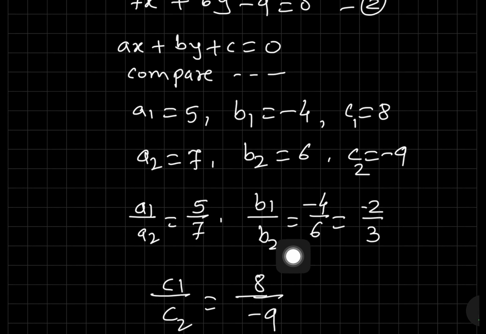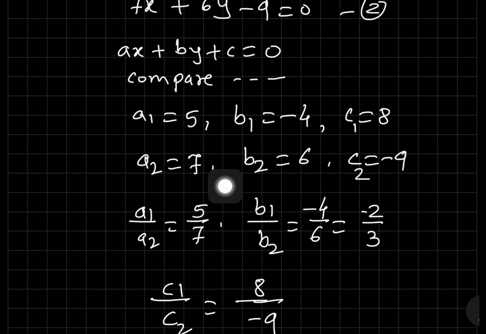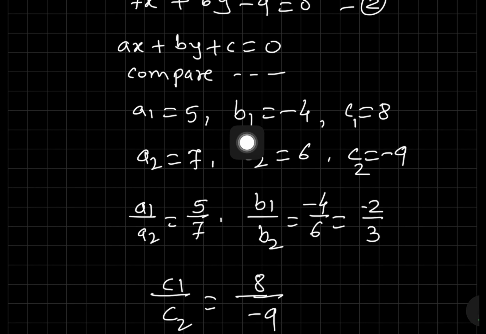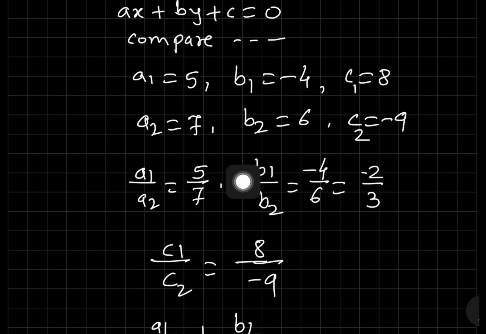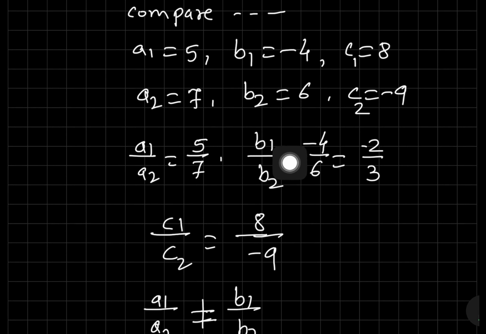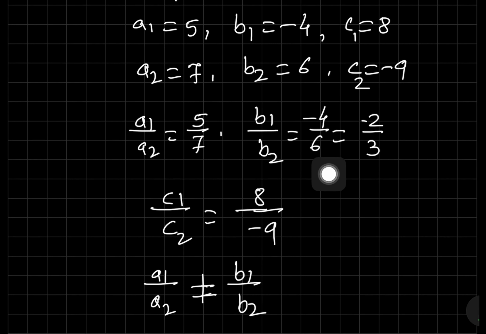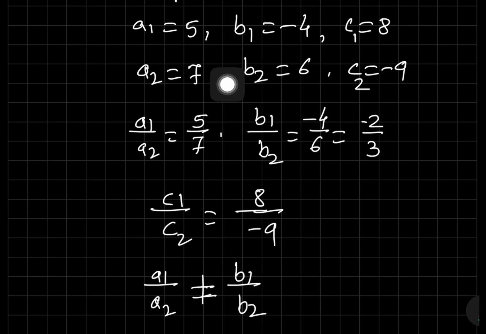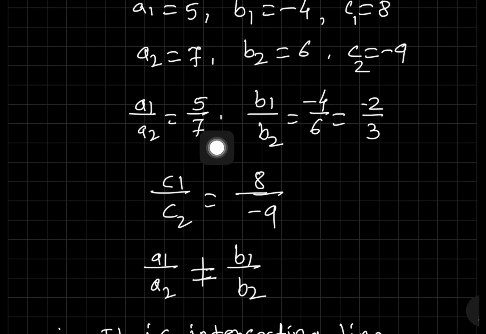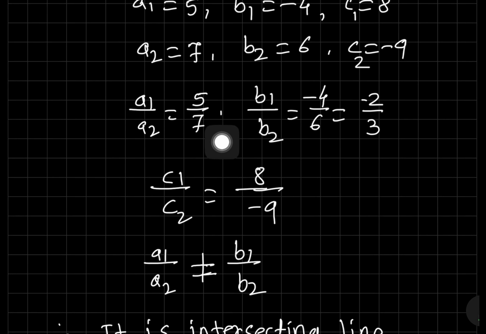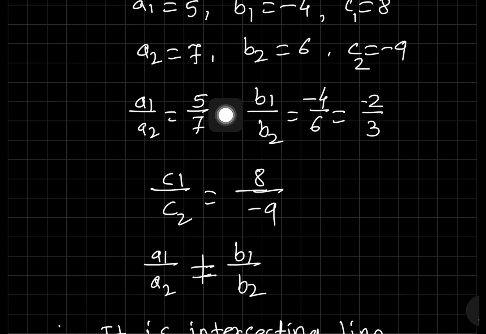So we have to take the ratios: a1 upon a2, b1 upon b2, c1 upon c2. Whatever values we have for a1, a2, b1, b2, we keep in this ratio. If a reduced form is possible, we reduce it, and we consider the sign also. Now a1 upon a2 is 5 upon 7. There is no reduced form here, we can't divide further, so we keep it as it is.